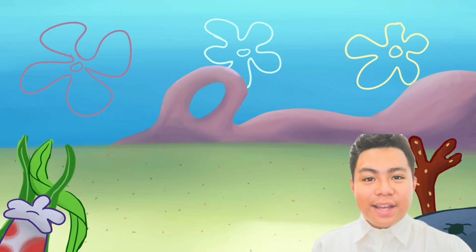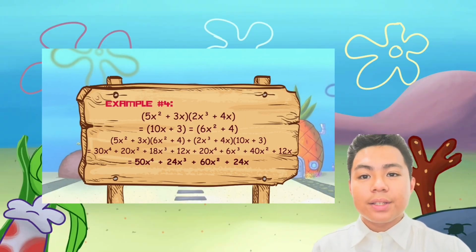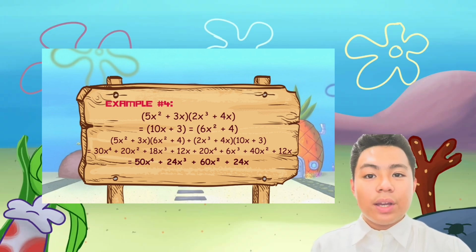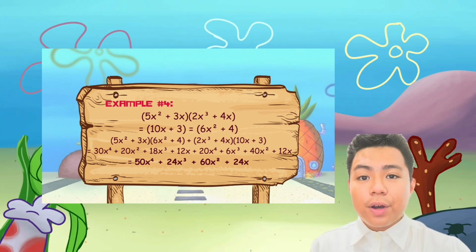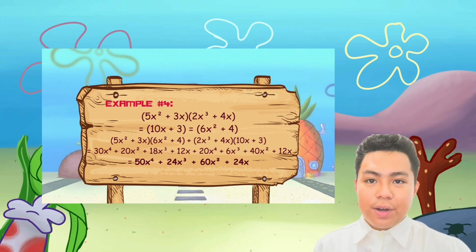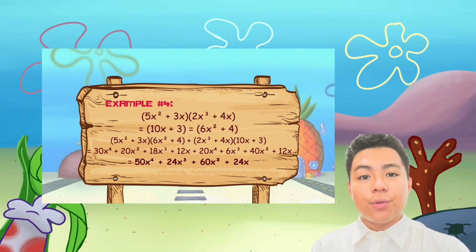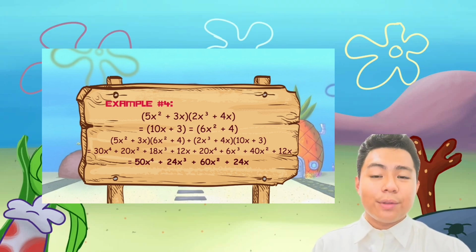So now let's solve this example. We need to find the derivative of 5x squared plus 3x times 2x cubed plus 4x. Now, we need to identify the two functions involved. So the first function would be 5x squared plus 3x, and the second function would be 2x cubed plus 4x. Now, we will find the derivatives. Let's take the derivative of each function. So the derivative of 5x squared plus 3x is 10x plus 3. Then, the derivative of 2x cubed plus 4x is 6x squared plus 4.